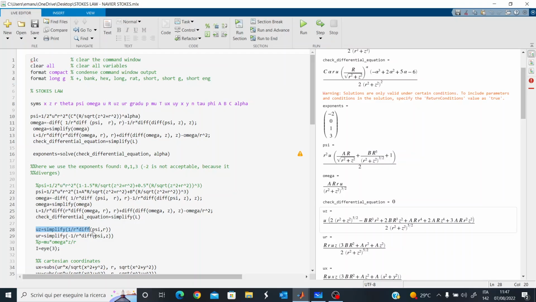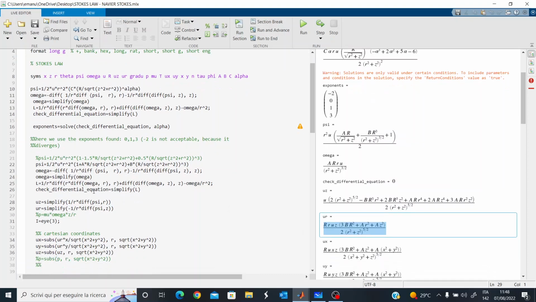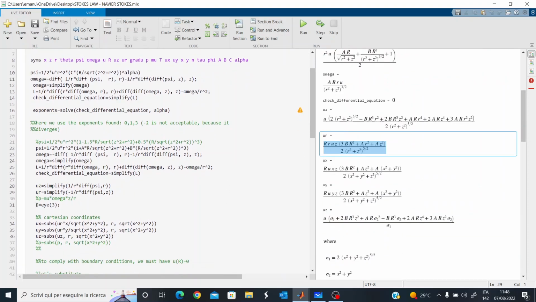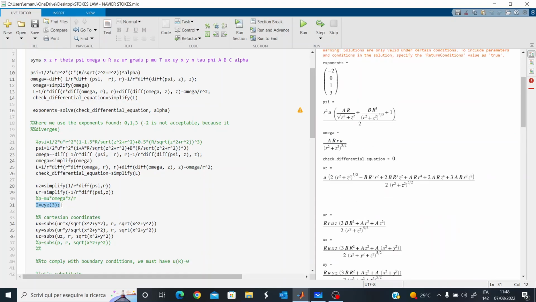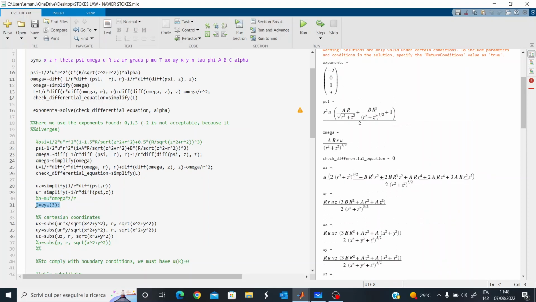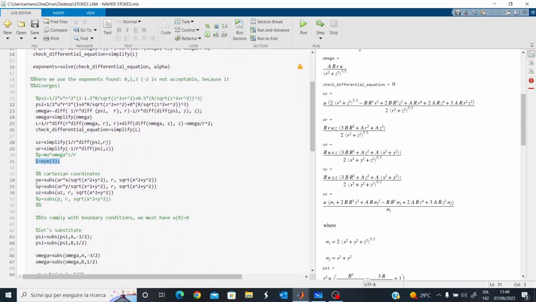So, for example, uz is equal to 1 over r times the derivative of psi with respect to r, and actually ur is minus 1 over r times the derivative of psi with respect to z here. And you can see that Matlab writes uz and ur for me here. And then I also rewrote the identity matrix, which I will use later in the expression for the stress tensor, so I will show you later. And then I have rewritten the component of the velocity along x, the component along y, and the component along z.